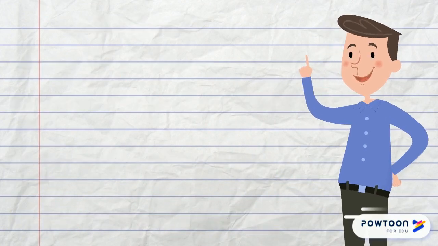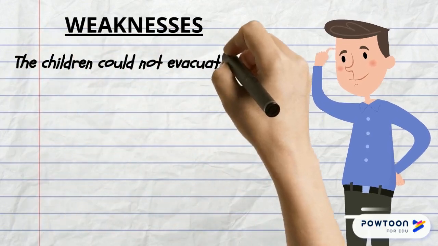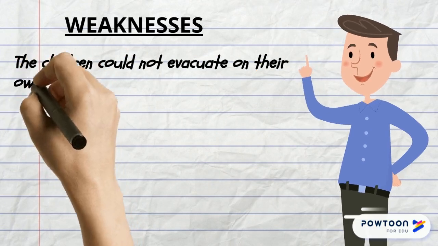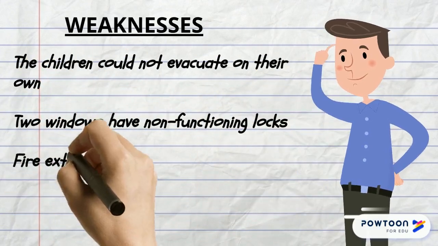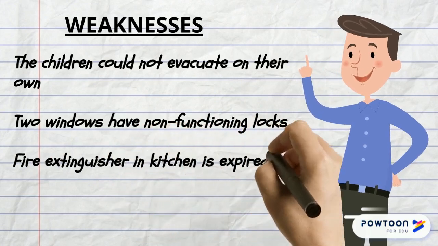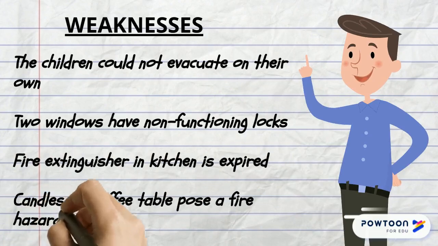Bob has also identified some weaknesses. Because Buster and Bonnie are so young, it would be hard for them to evacuate on their own in the case of an emergency. Two windows have broken locks. The fire extinguisher in the kitchen is expired, and the candles on the coffee table pose a fire hazard.